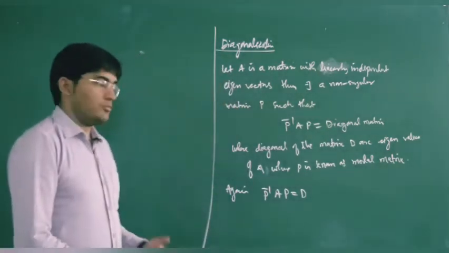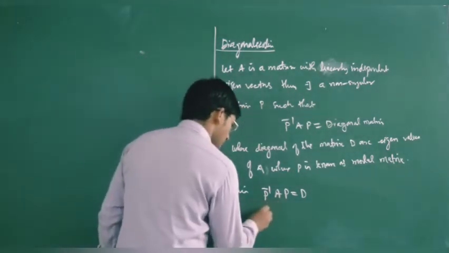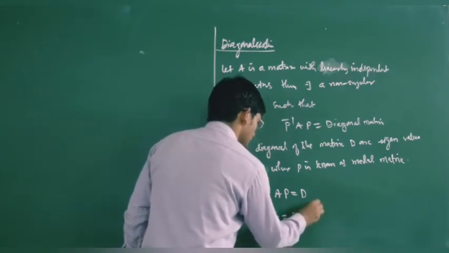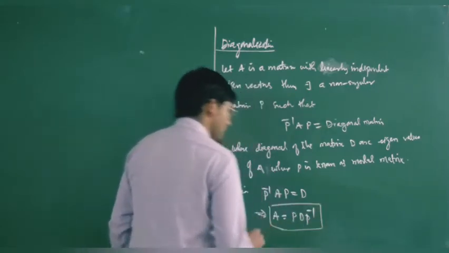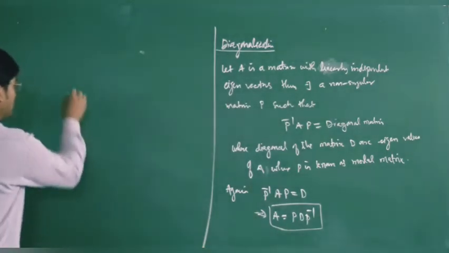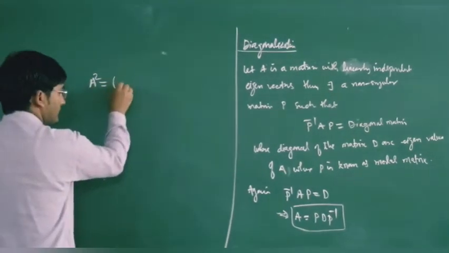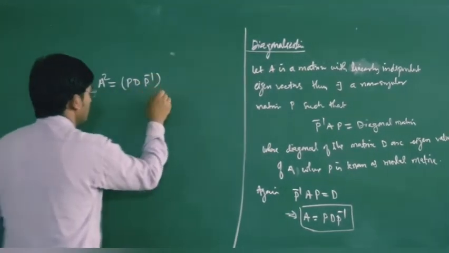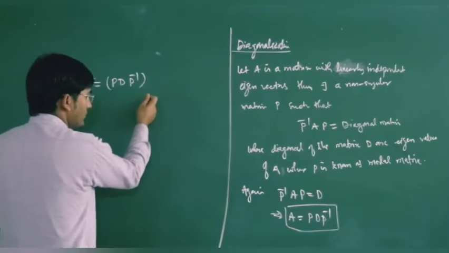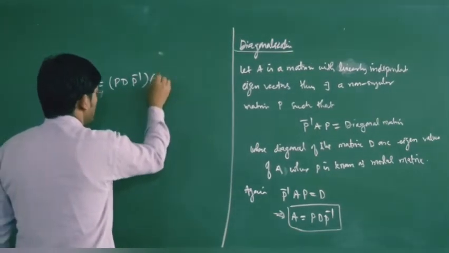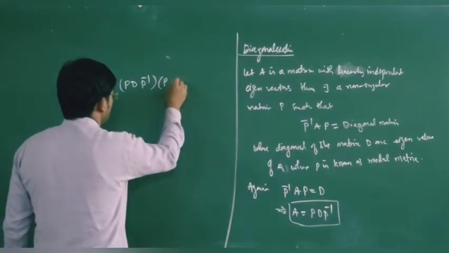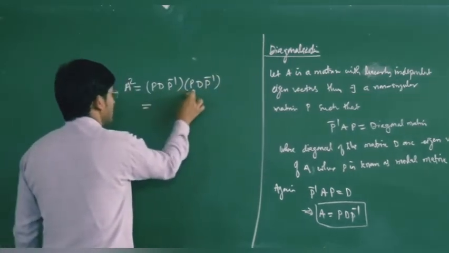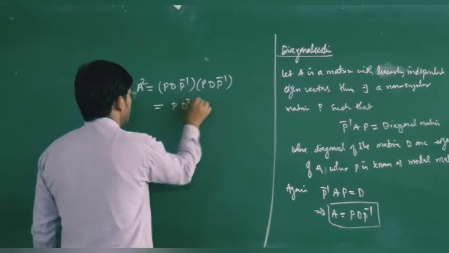Your P is known as the model matrix. Now from here, our A will be equal to P into D into P inverse. So this is our A, and if you want to calculate A square, then this A square will be P into D into P inverse, then again P into D into P inverse. So you can see that this is identity. So this is equal to P D square P inverse.